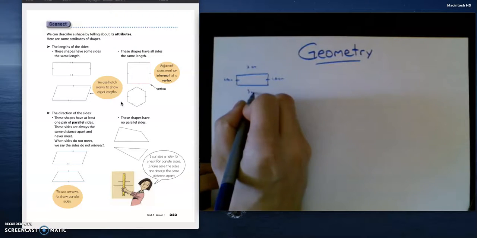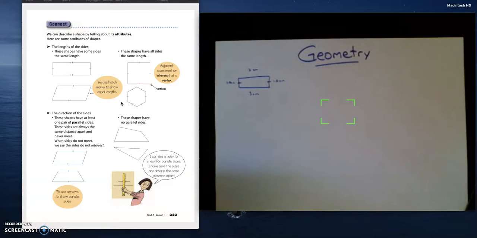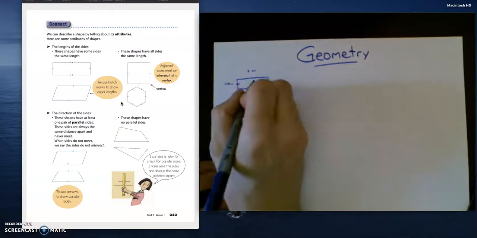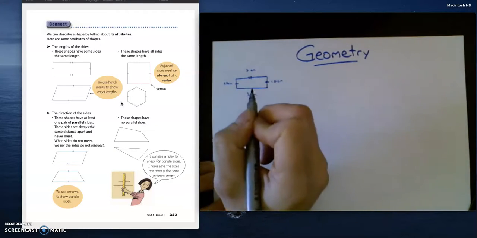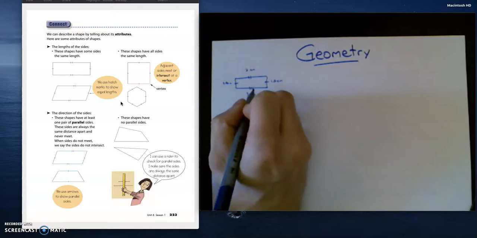I don't really care how long they actually are. But I want to indicate that they are equal length, whether they are or not, because my drawing's not perfect. So I'm going to put 2 here. And I'm going to use 2 because this is 1. So these are going to be my 2.